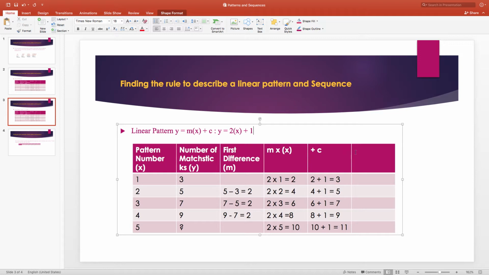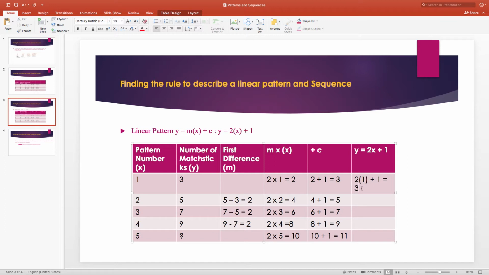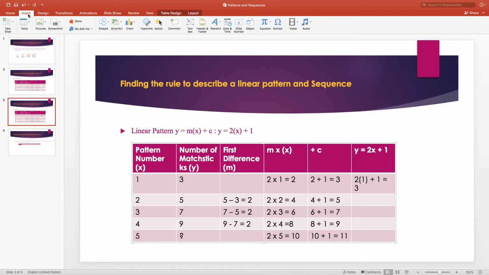If I typed in here y equals 2x plus 1 and did the calculations here, we would see that that is true. So 2 times 1 plus 1 equals 3, and so on all the way down. So my rule is made up of m and c. So m is the first difference, and c is how much I have to add or subtract.